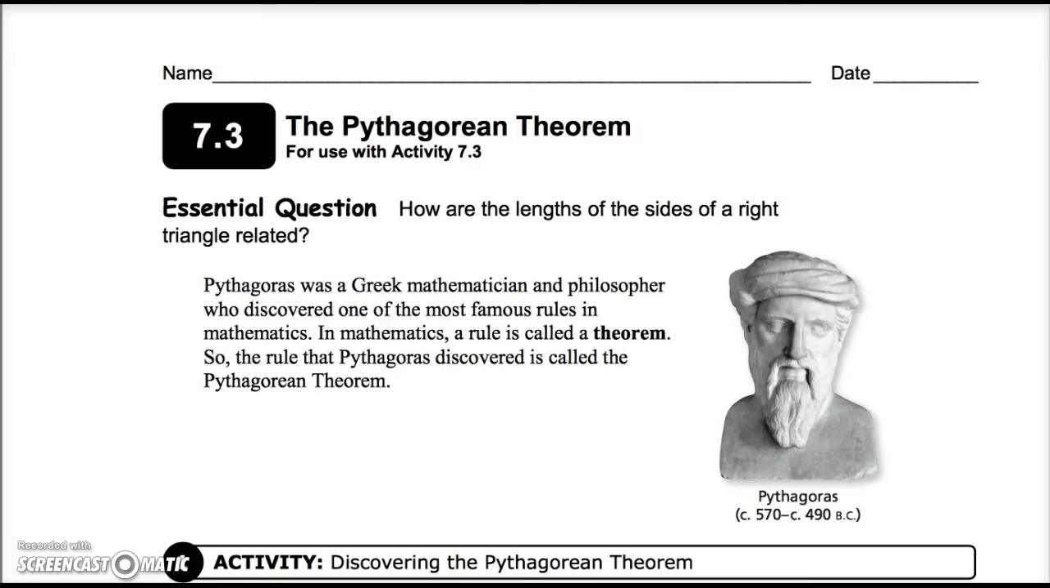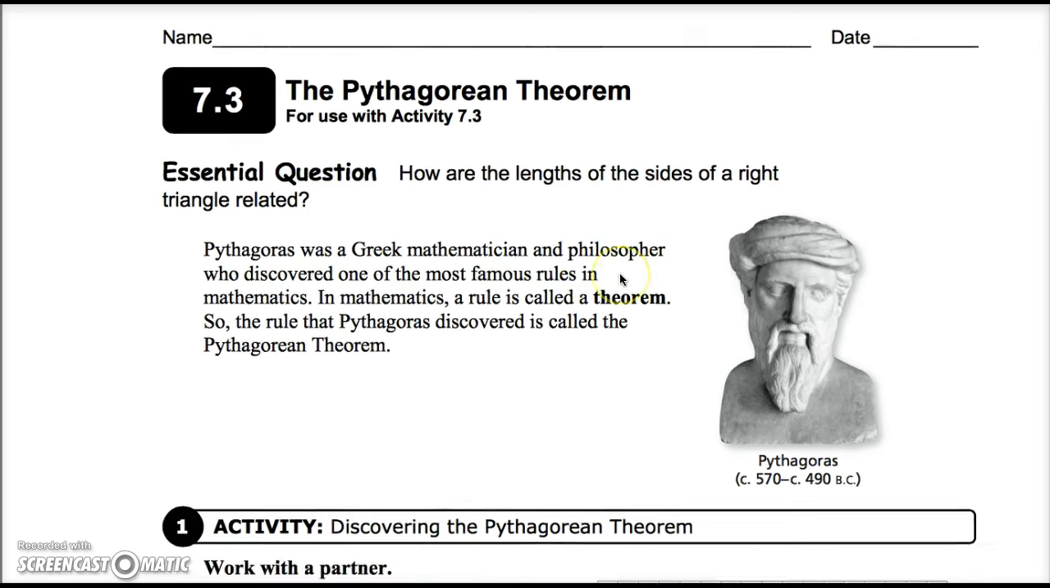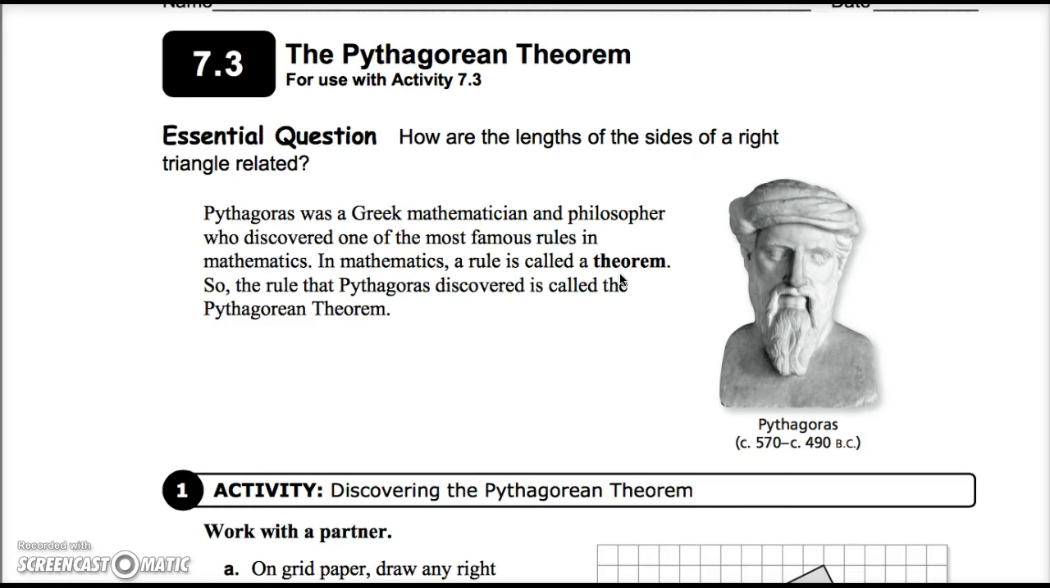Okay, this is on page 151 of your workbook. It should say 7.3, the Pythagorean theorem at the top. So a little bit of history, a little bit of how something was developed in math, and something that is used a lot. Not just with us using it this year, but you'll also use it in pretty much every math class you take from now on.